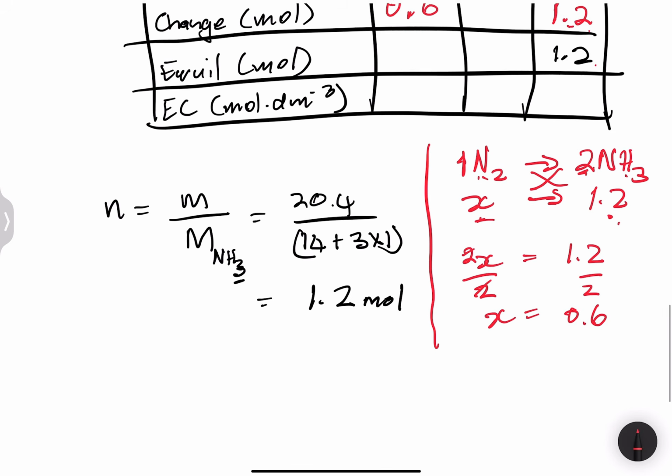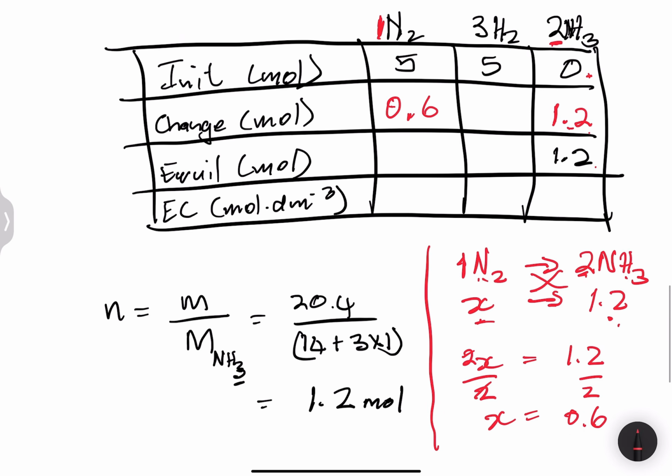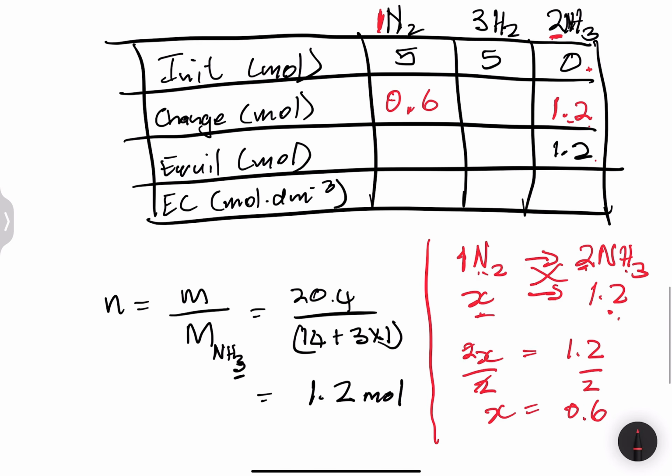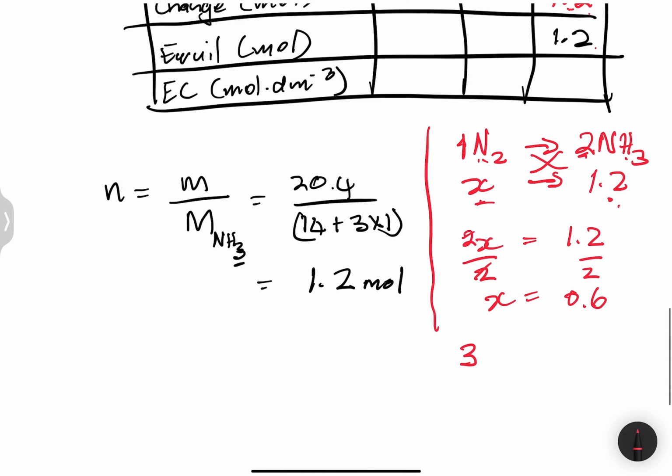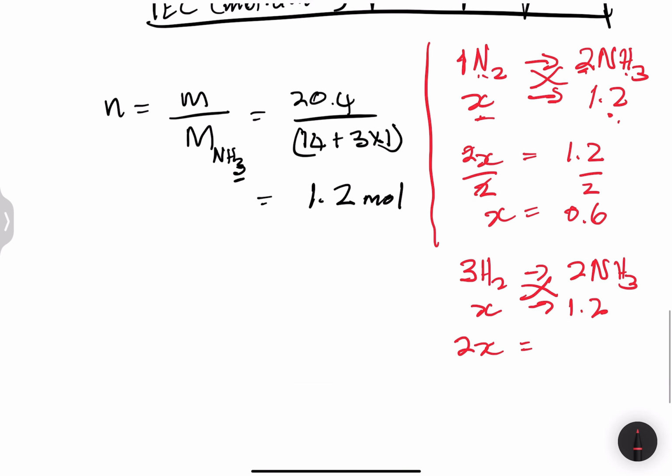And then let's go to finding the moles of hydrogen. So for every 3 moles of hydrogen, I've got 2 moles of ammonia. So for how many moles of hydrogen will I have 1.2? I hope you get the gist of it. 2 times x, that's 2x. And 3 times 1.2, that will be 3.6. And of course, I'm going to divide by 2.